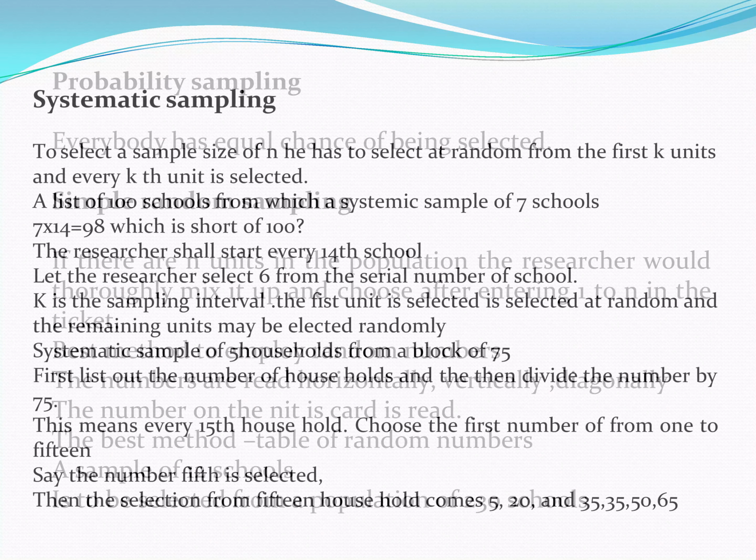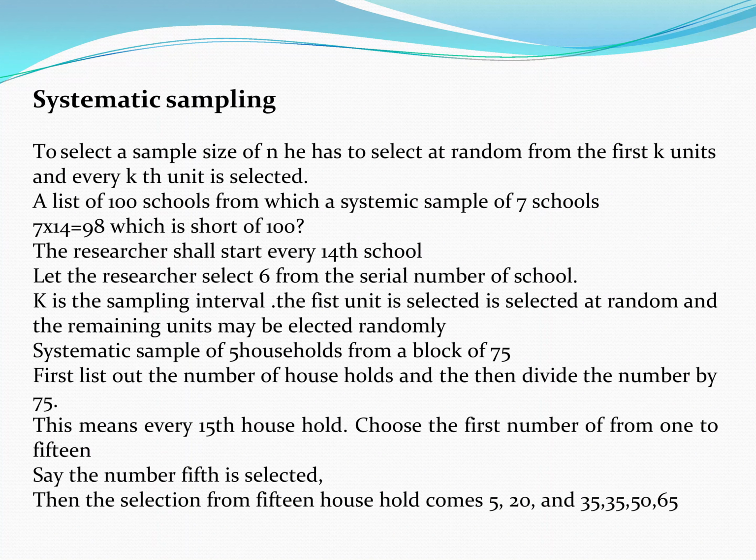Next is systematic sampling. In systematic sampling, you have to select a sample of size n at random from the first k units, and every kth unit is selected. For example, a list of 100 schools from which a systematic sample of 7 schools is needed. So you have 7 into 14, which is short of 100. The researcher should start from every 14th school. Let the researcher select 6 from the serial number of schools. The kth is the sampling interval, the first unit is selected at random, and the remaining units are selected at that interval.